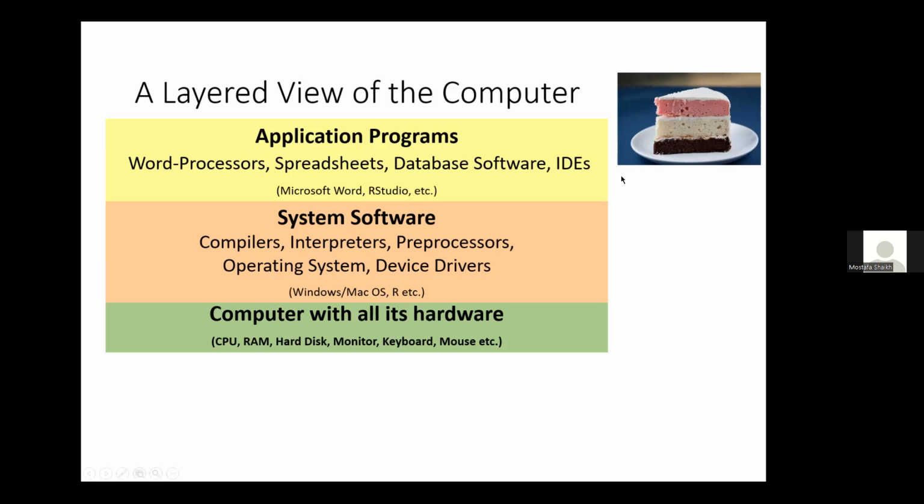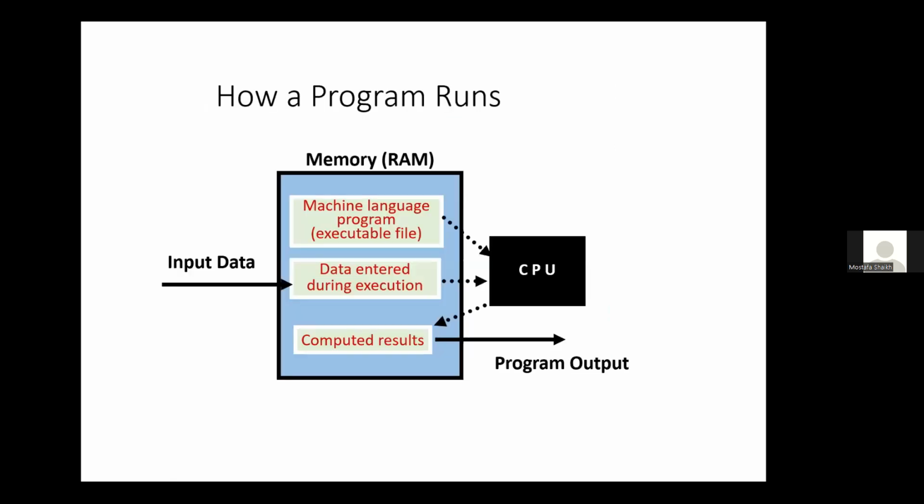Then the application software is our RStudio. We will use RStudio to load R and write our programs. Think about Microsoft Word. It is an application running on an operating system like Windows, and the Windows operating system is running on your hardware. So this is a very simplistic view of how the computer system works and how our program will work.